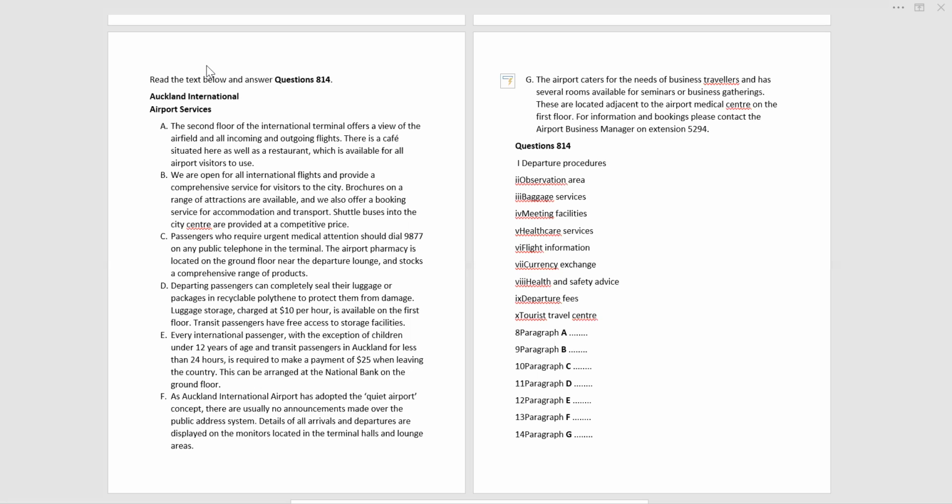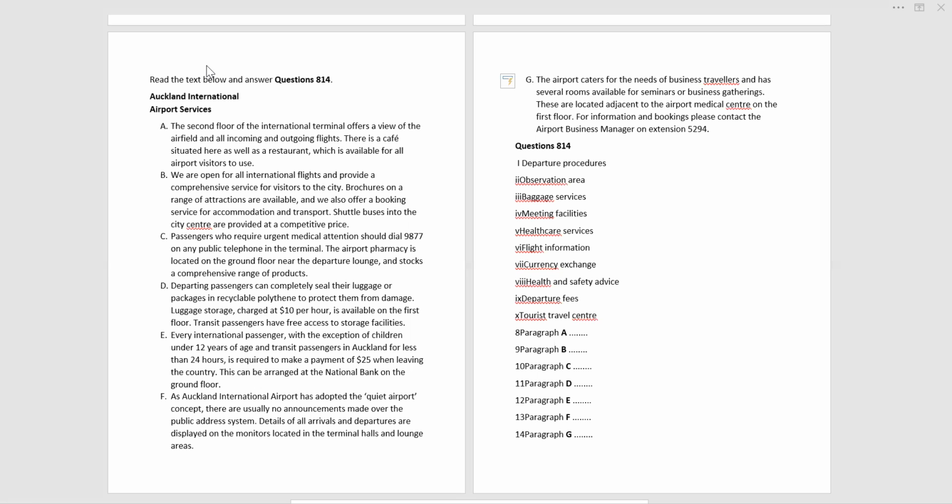The answer for paragraph A, which is saying the second floor of the international terminal offers a view of the airfield and all incoming and outgoing flights. There is a cafe situated here as well as a restaurant, which is available for all airport visitors to use. So this is the second option, which says the observation area, right? So that's the answer for this paragraph.